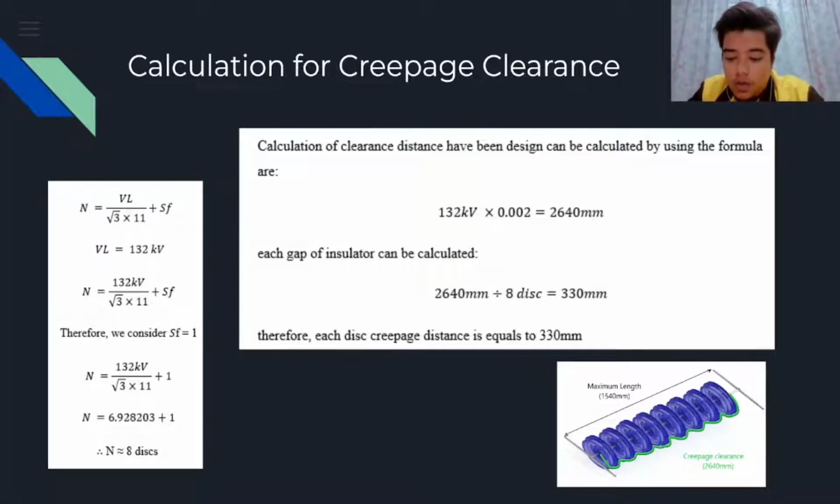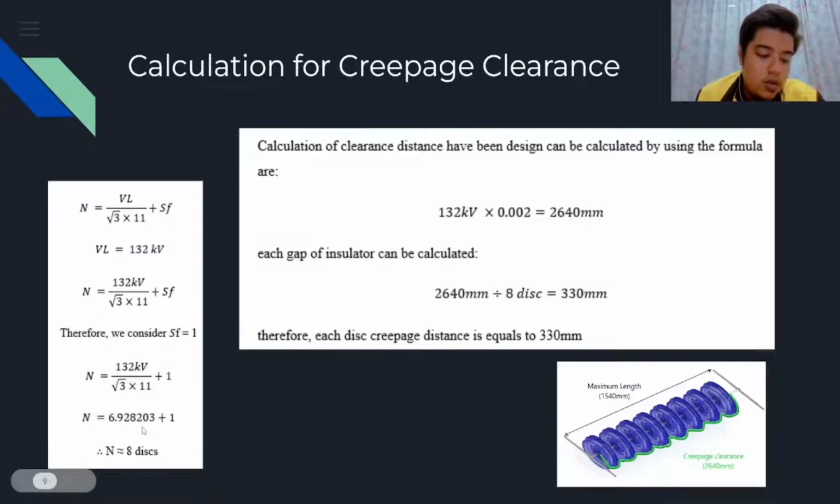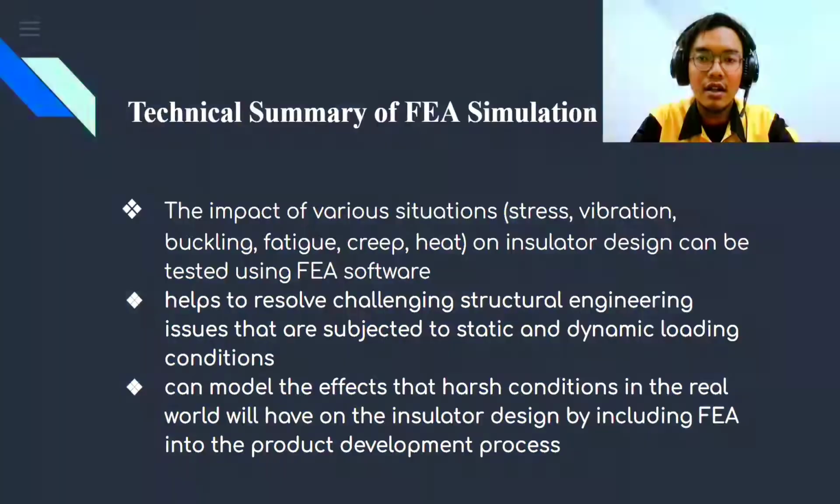Okay, so to find the number of discs that should be used for 132 kV, we use this formula for the number of suspension glass discs, which gives the required number. By using this formula, the total number of discs that can be used is 8 discs.